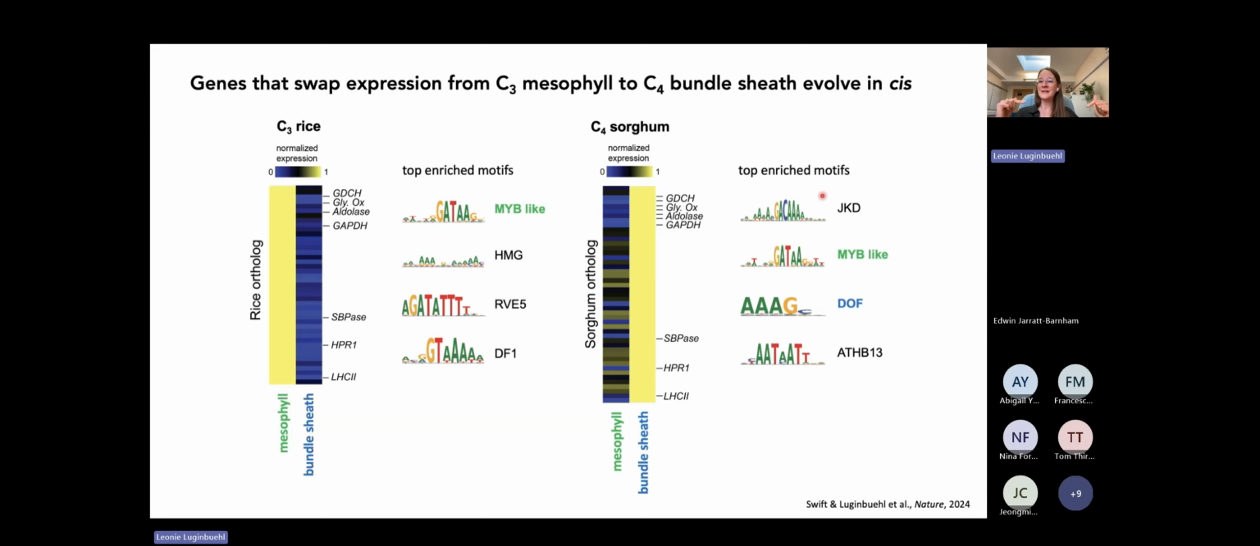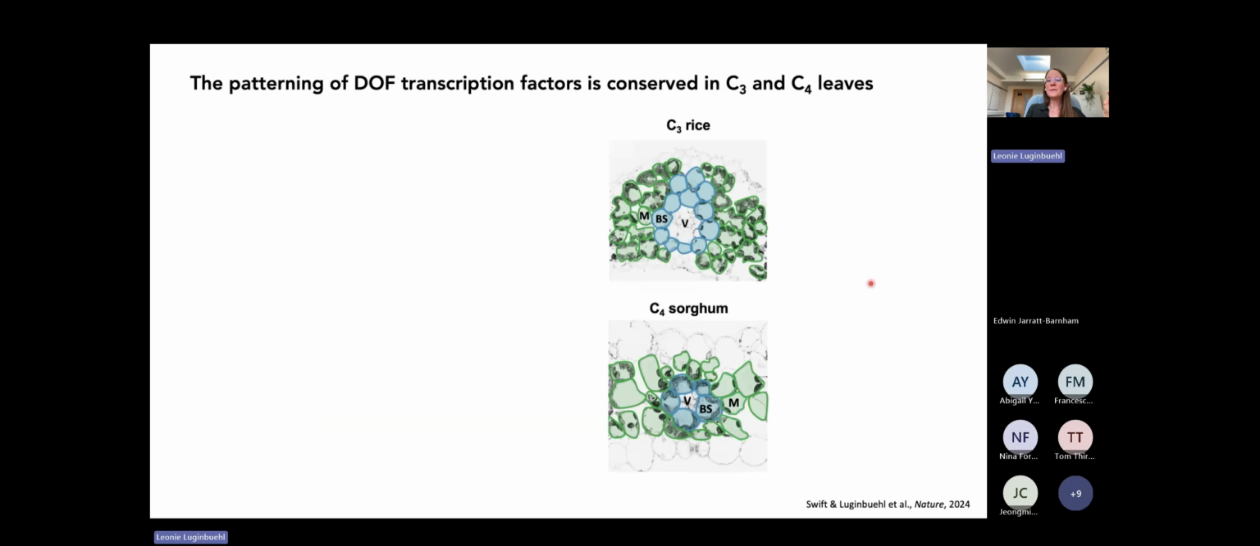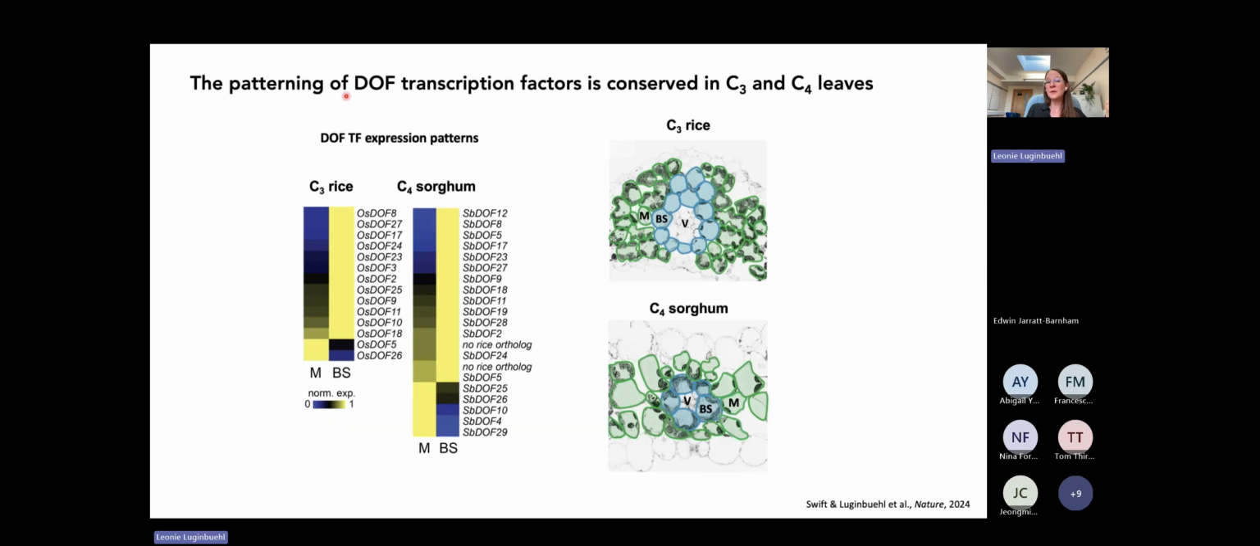So actually the DNA sequences themselves changed during evolution of C4 photosynthesis. And we also find that the DOF transcription factors themselves, when we look at where they are present in the leaf, are actually mostly present in the bundle sheath in both species. So they don't seem to have changed.